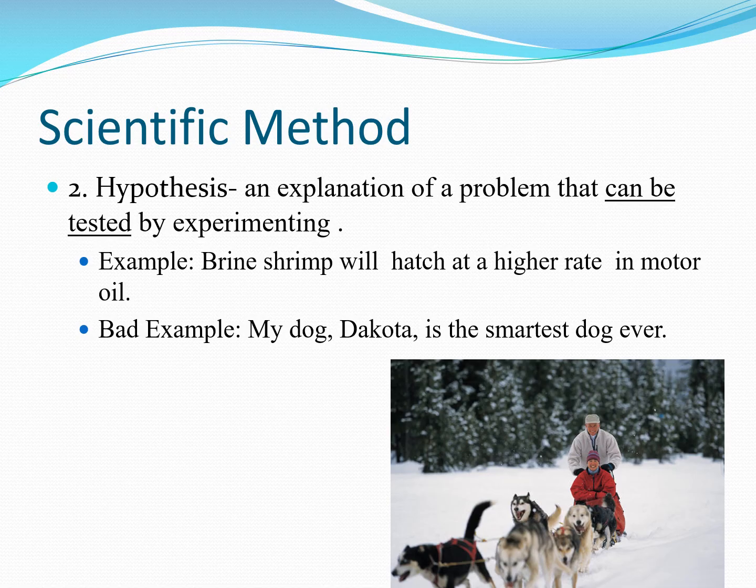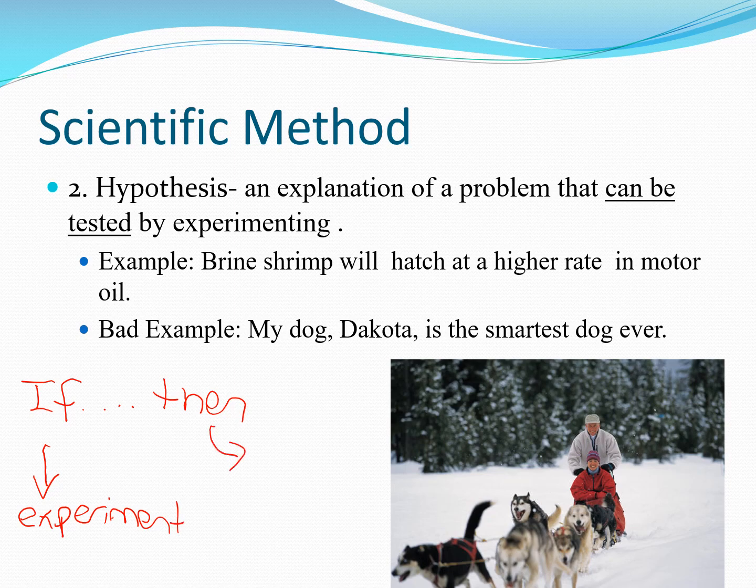And when we have a hypothesis, hypotheses are written in what's called an if-then statement. For every hypothesis, it should have two parts. The if part tells the reader what your experiment is going to be. The then part tells the reader what your predicted outcome is going to be.